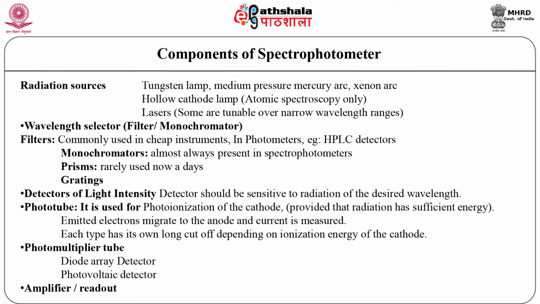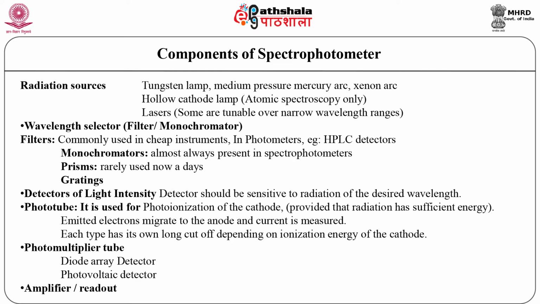Particular wavelengths are isolated by means of filters or monochromators. Less common sources are those that emit only one or a few wavelengths, for example, low pressure mercury arc, hollow cathode lamp, which is for atomic spectroscopy only. Laser, some are tunable over a narrow wavelength range.